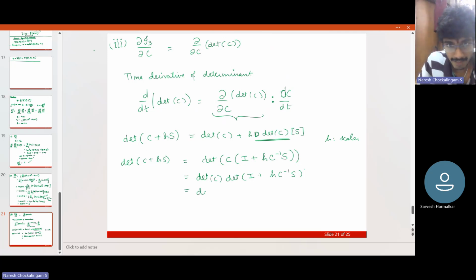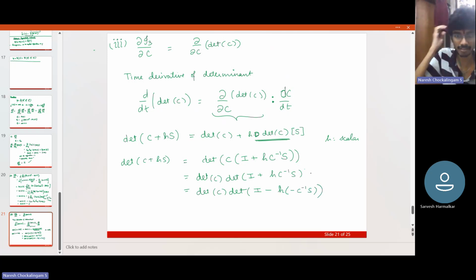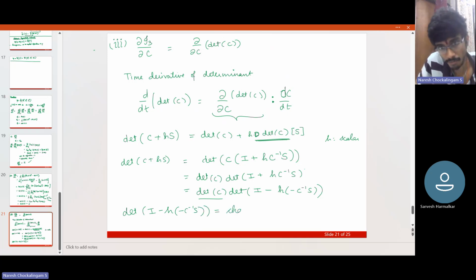Now this can be further written as determinant of C multiplying determinant of I minus H minus C inverse of S. Okay, so this is just a manipulation. We're just putting a minus here. And now, what is this expression? If you look at this expression, keep this as it is. So determinant of I minus H minus C inverse of S gives what? It gives the characteristic polynomial of the tensor minus C inverse of S, right?